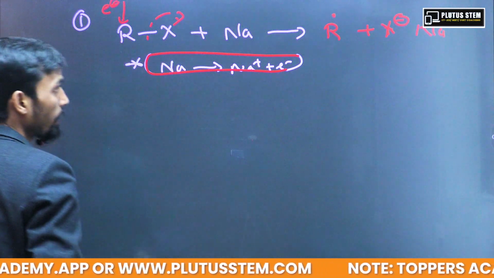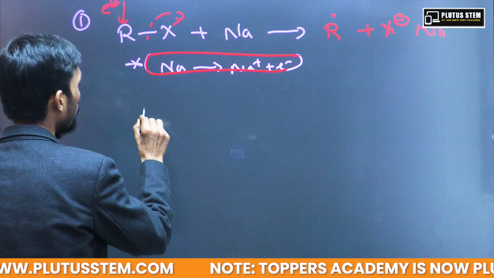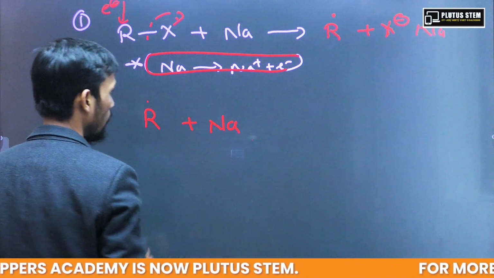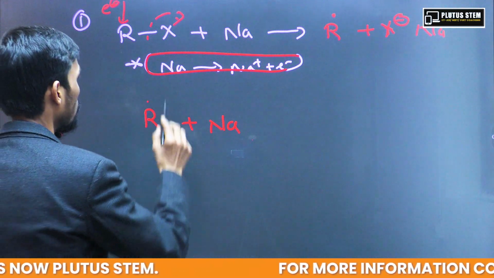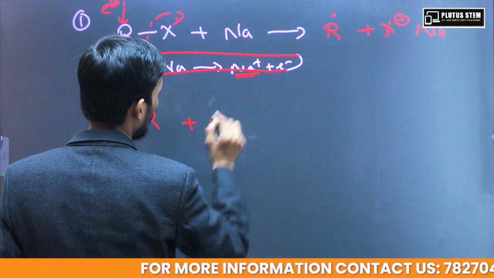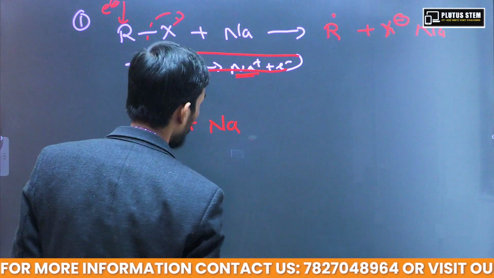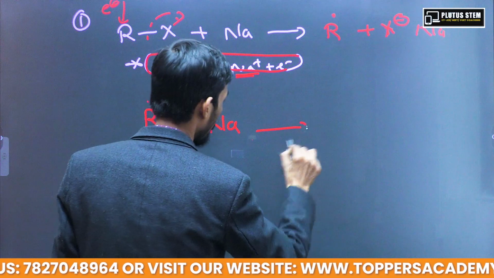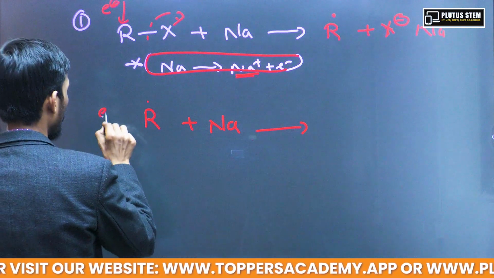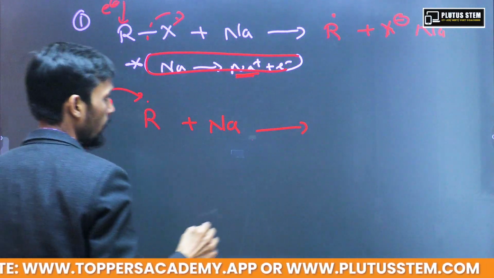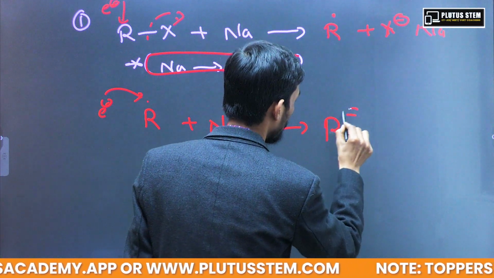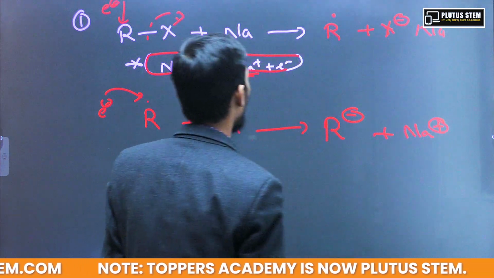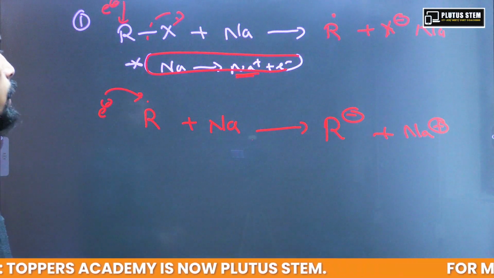In the second step, this R free radical will be attacked by another sodium metal. Again in a similar way, this sodium metal will liberate Na positive and one electron, and this electron will attack over here, and we will get R negative plus Na positive.